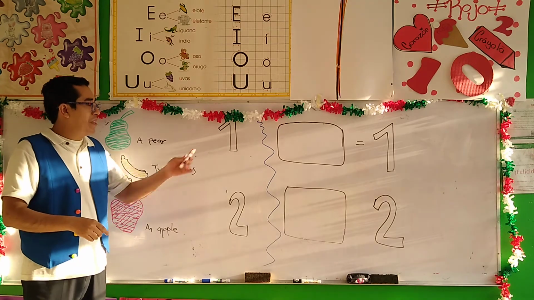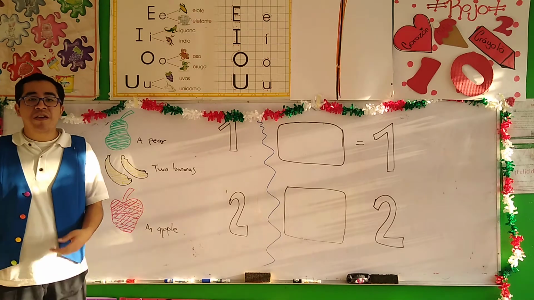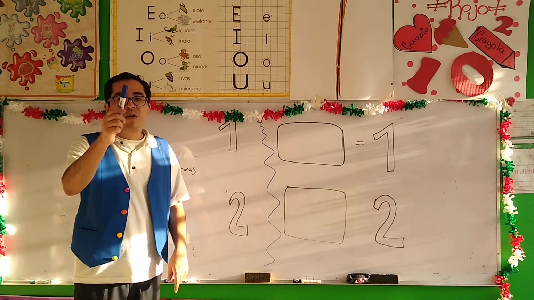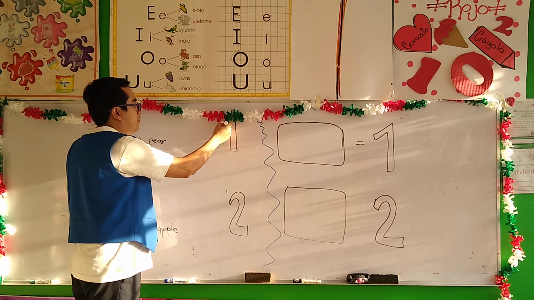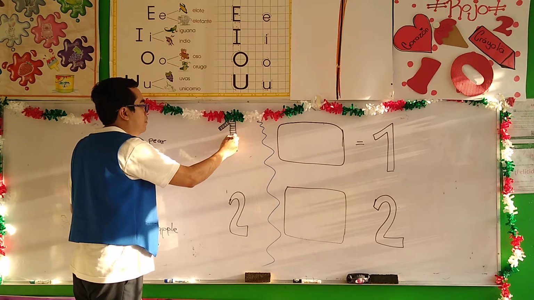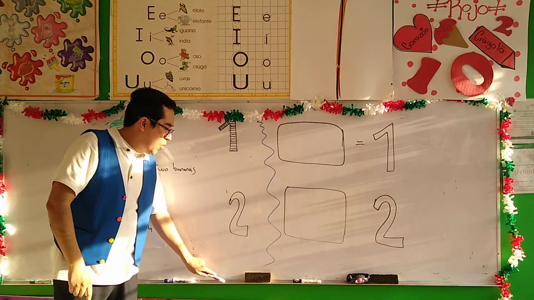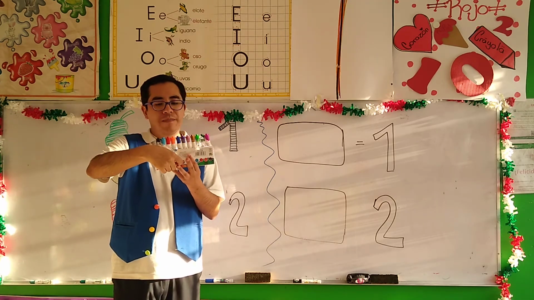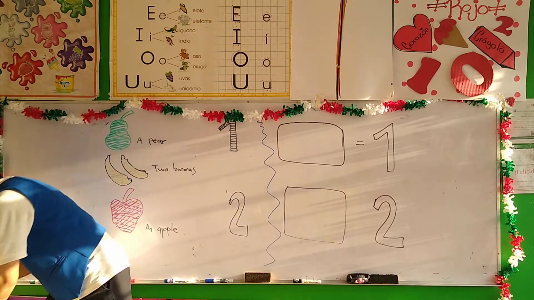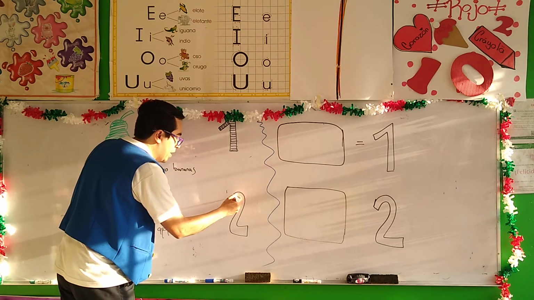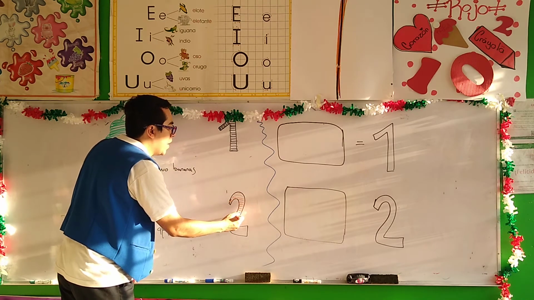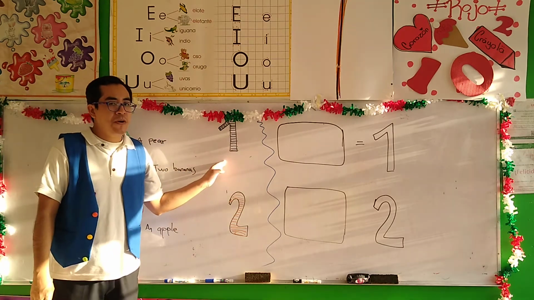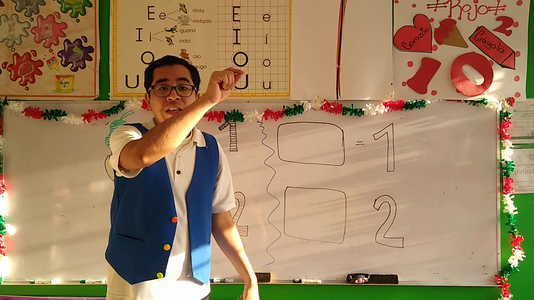Now, what happens with numbers? Okay, for numbers, you can paint it with the colors that you want. In the case of the teacher, I am going to use color blue for number 1. What about number 2? Let me think. Color orange. I will use orange for number 2. Okay, don't forget, side by side or up and down. Very good.